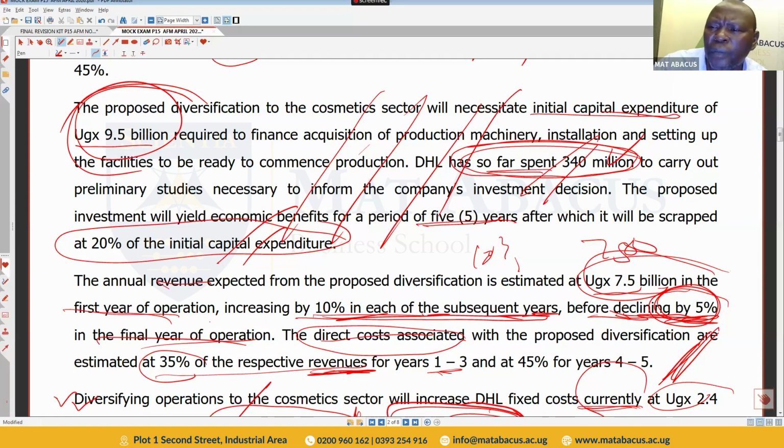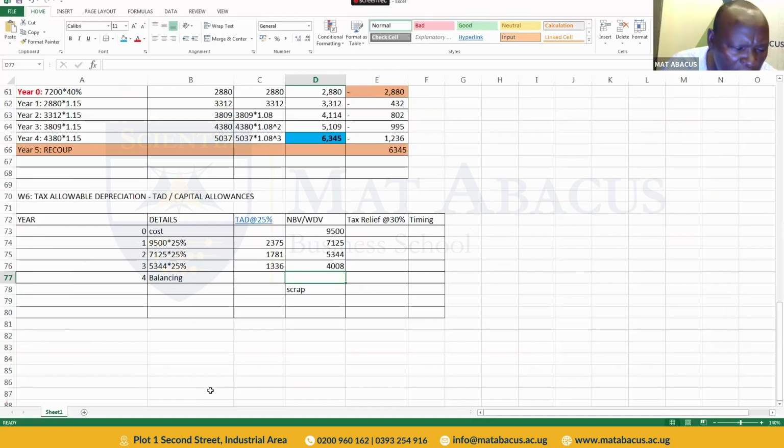The proposed investment will yield economic benefits for a period of 5 years, after which it will be scrapped at 20% of the initial value. At that level, we might not scrap it because we have depreciated for only 4 years. This is the challenge with this number. Therefore, we should continue depreciating. There is a 5th year, but we are only doing depreciation for 4 years according to the question. That is the challenge with the question.